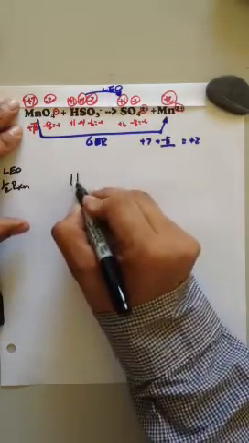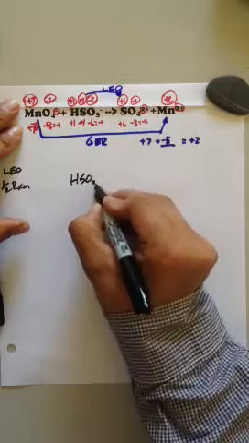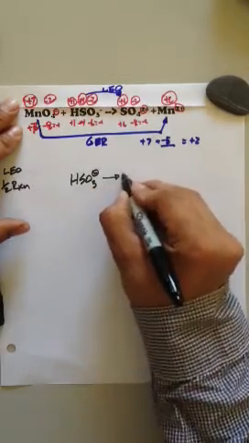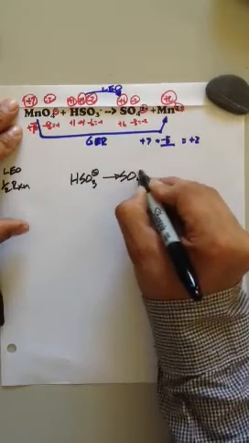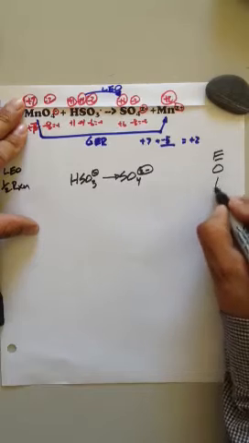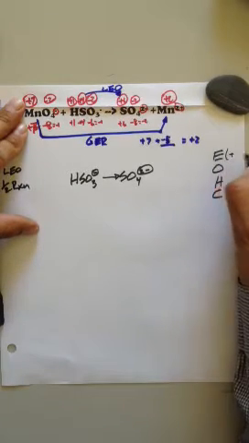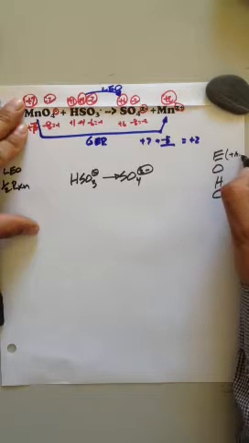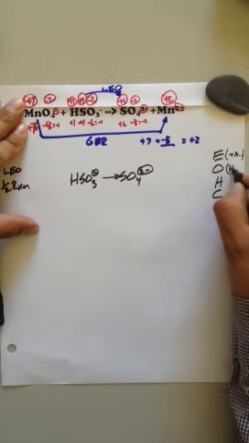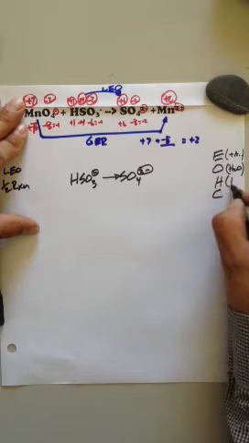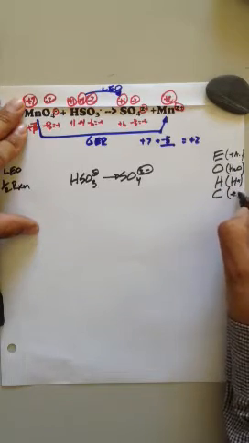HSO3. Do not forget the charge. HSO3 minus goes to SO4 2 minus. Remember the order. Everybody orders hotcakes. Here we do elements by adding elements, plus A, B, C, whatever. Oxygen via H2O, hydrogen via H+, charge via electrons.